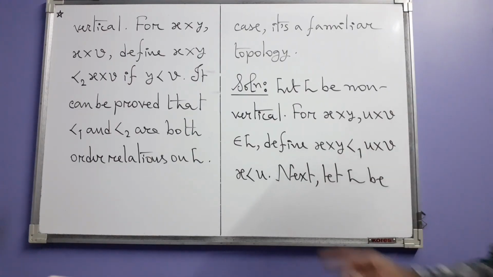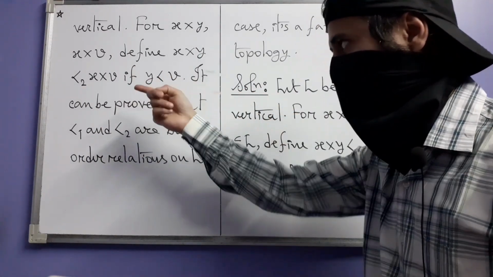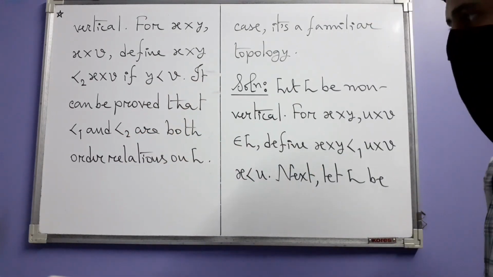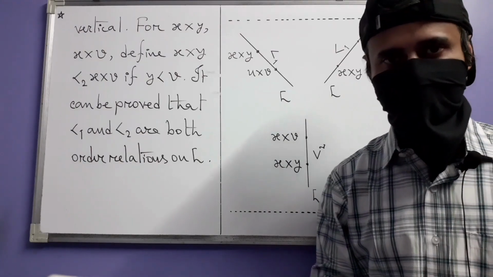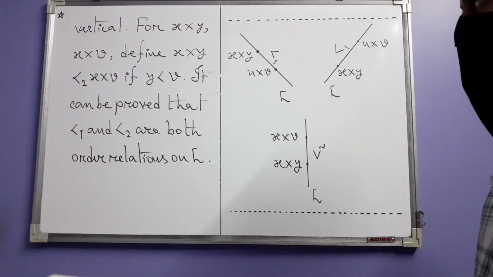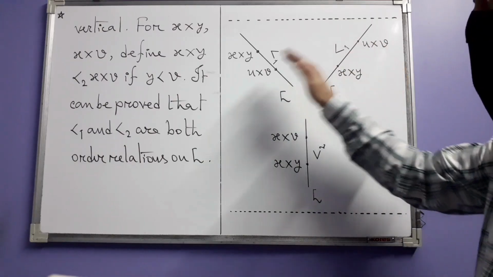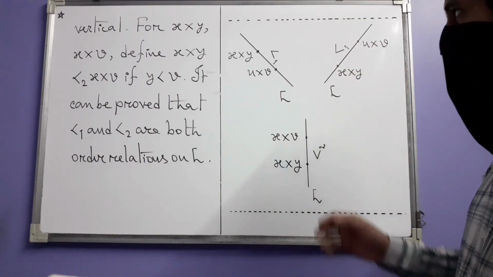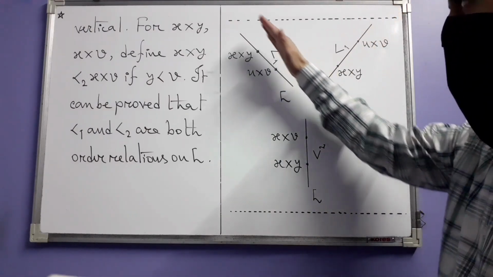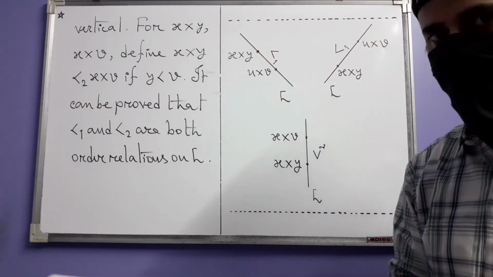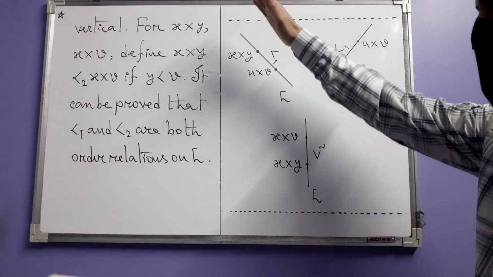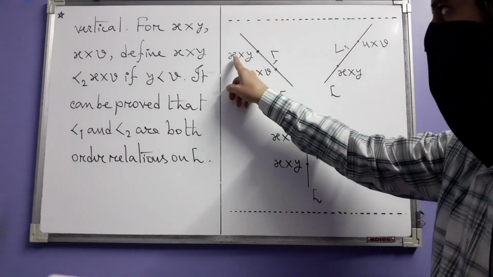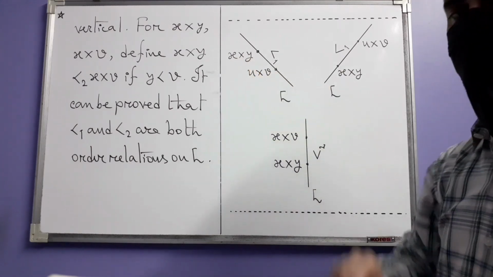Now it can be proved that both of these binary relations are legitimate order relations on L. To better understand what's going on, let's look at this diagram. Here we have the first case where L is not vertical, but being not vertical, L can either have positive slope or negative slope, so there are two subcases. In this case, L has negative slope, and you can see two points on L, this one is (x, y) and this one is (u, v).